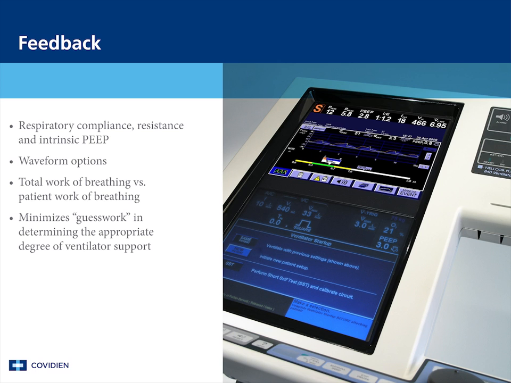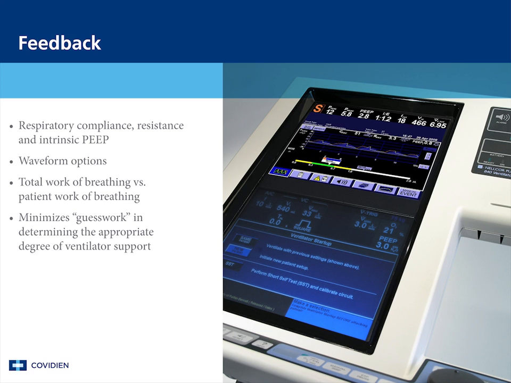The PAV Plus software option provides clinicians with several types of valuable feedback. For example, estimated values for respiratory compliance, respiratory resistance, and intrinsic PEEP are displayed on the upper screen of the Puritan 840 ventilator. Also, the clinician can choose to display a variety of traditional waveforms, including a shadow trace of estimated lung pressure superimposed by circuit pressure.